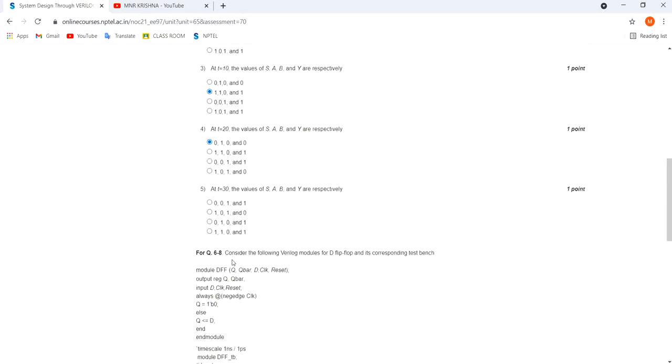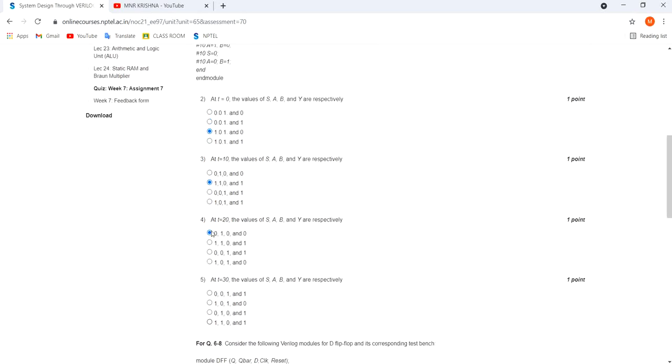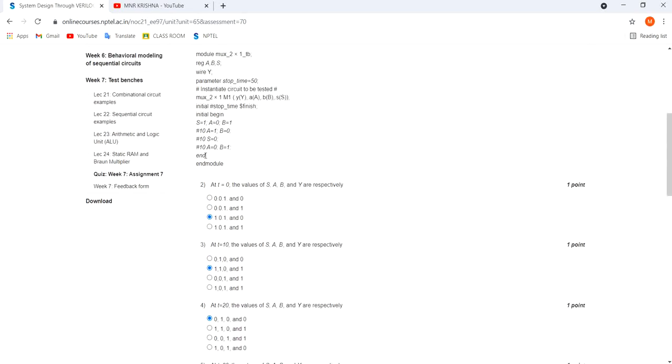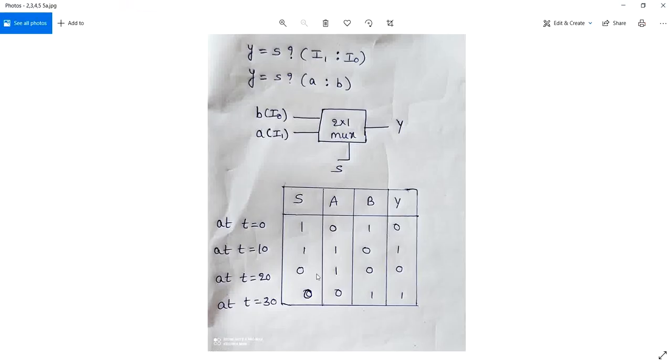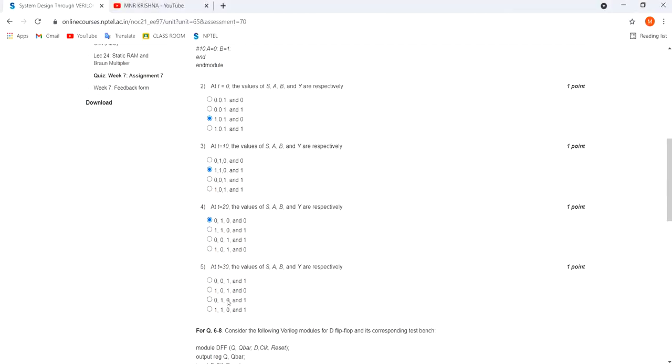Next question, at time t equals 30, the values of S, A, B and Y are respectively. In the given code, we have t equals 0, t equals 10, t equals 20, t equals 30. At 30, a is equal to 0 and b is equal to 1. The s is given in the previous statement, that is s equals 0. So 0 0 1. If s is equal to 0, the b will be selected, so 1 is the answer. 0 0 1 1. It is a suitable answer for that.